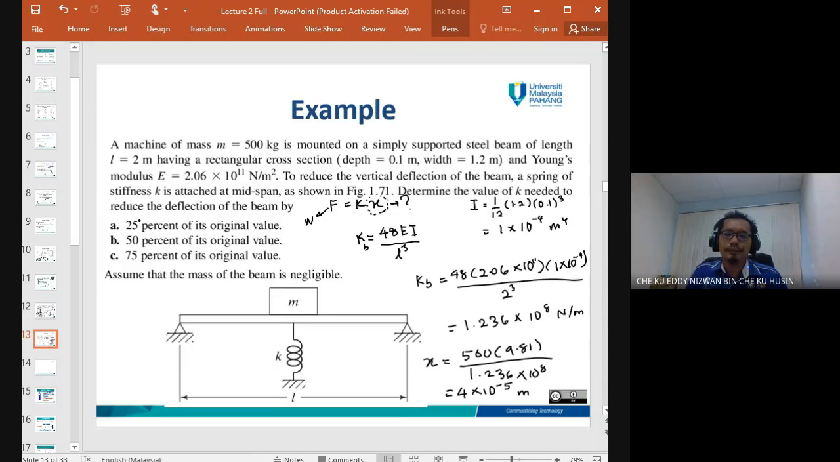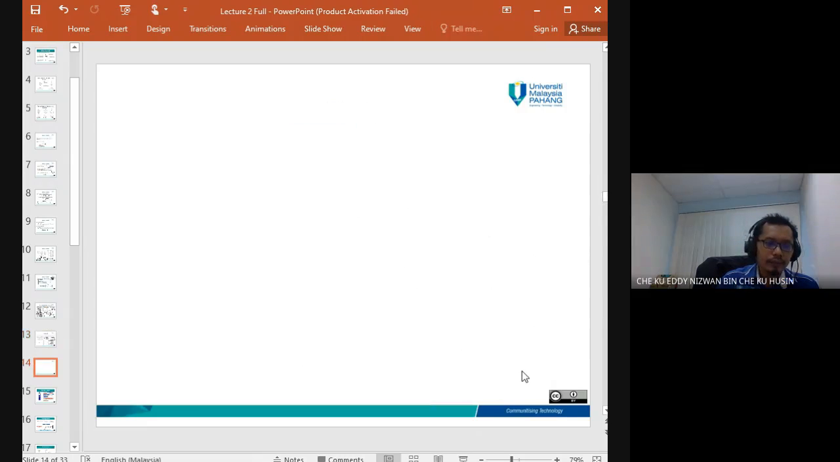Now the question asks to add another spring in the middle to ensure that we can reduce the total deflection. So for 25%, 25% from the 4, so we reduce 1 times 10 power of minus 5 meter, which means the value is 3. Now we go for the solution for A. So x new is 0.75 times 4 times 10 power of minus 5, which is equivalent to 3 times 10 power of minus 5 meter.